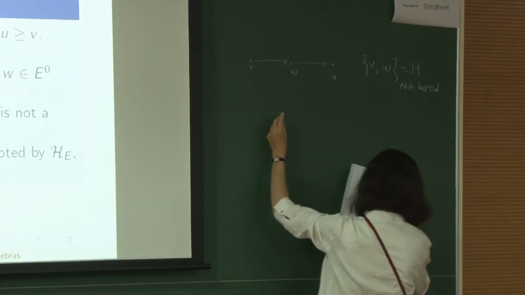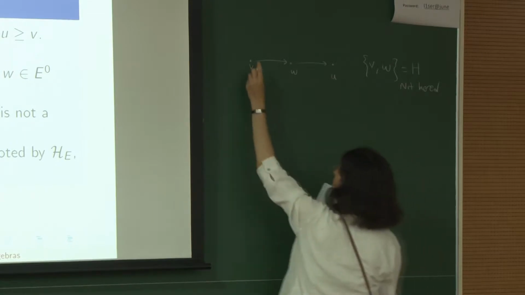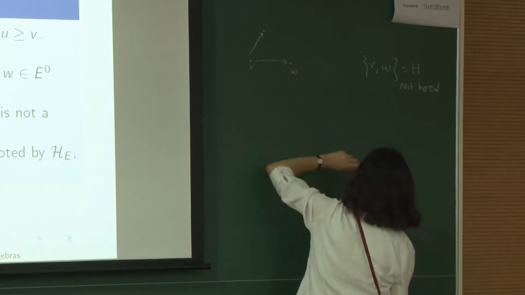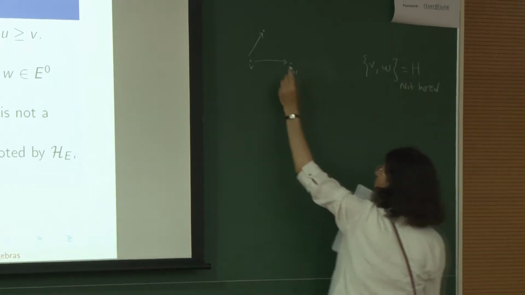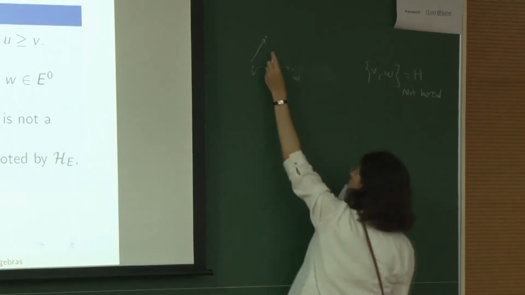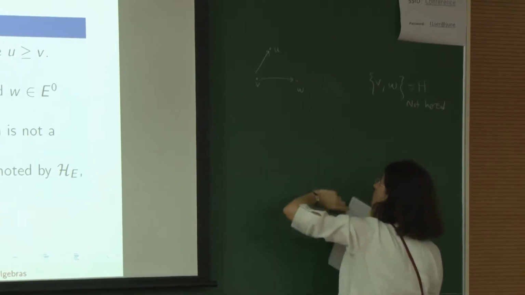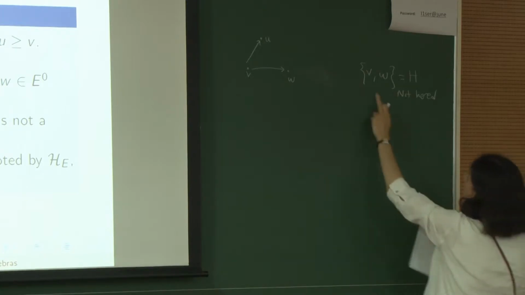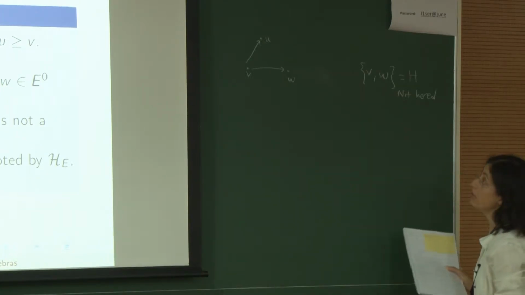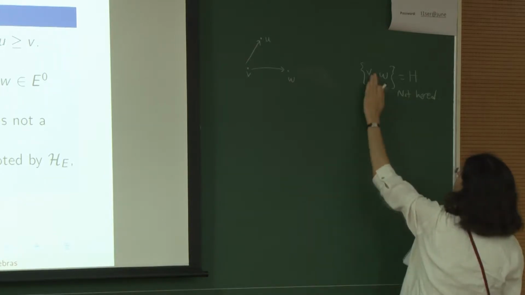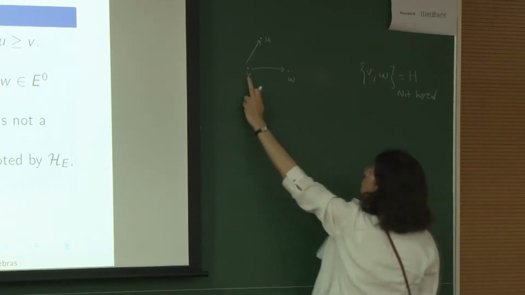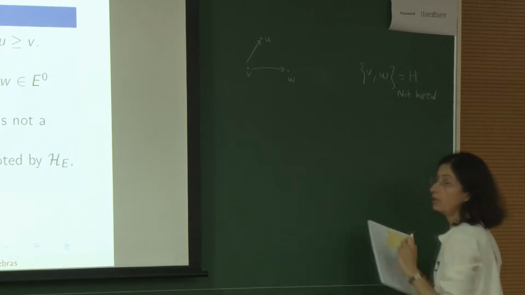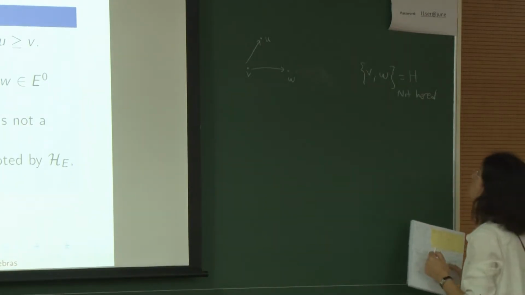Here I'll give a more interesting example. Now let's change the example to this one. Now, this set, I have B and W for this graph. Now this set is not hereditary again because I have B. From B I can go to W. From B I can go to U. But again, U is not in the set, so it's not hereditary.